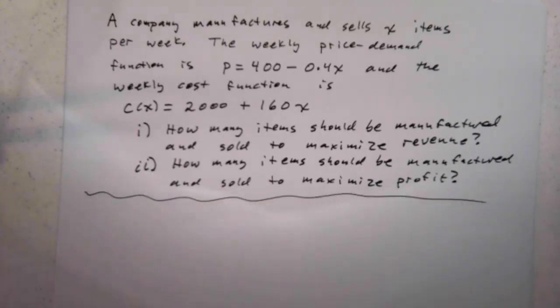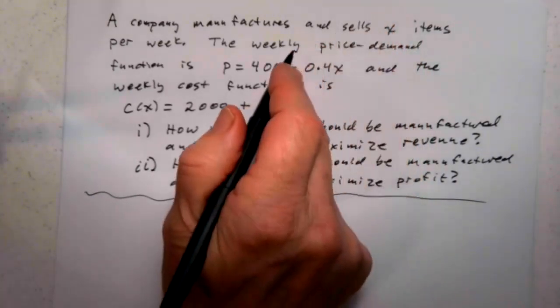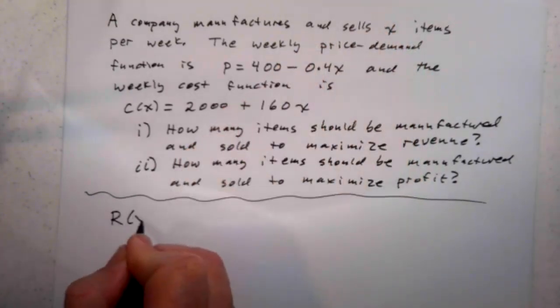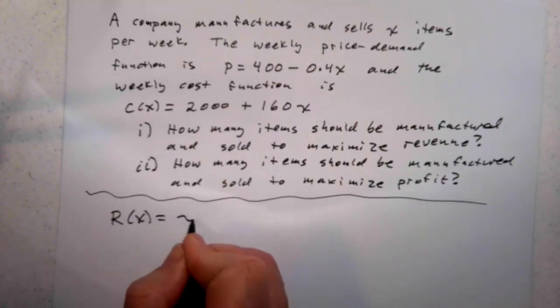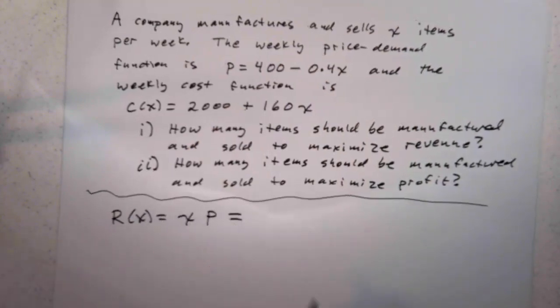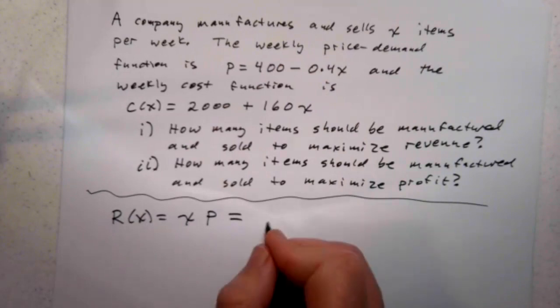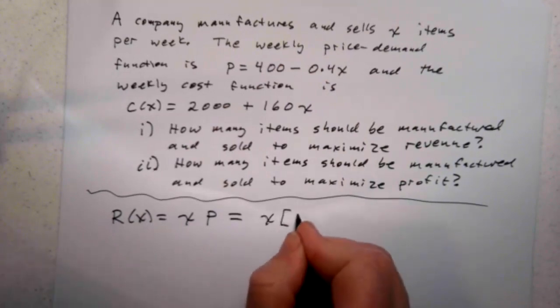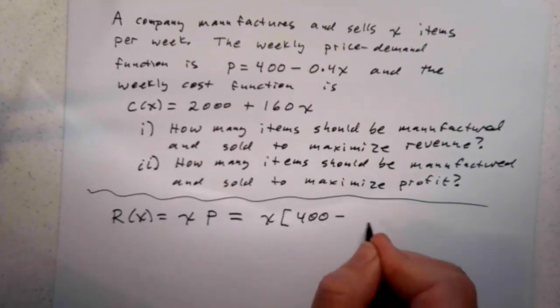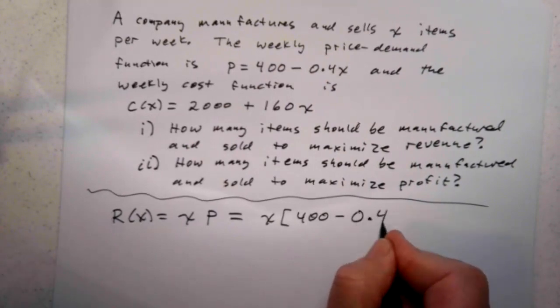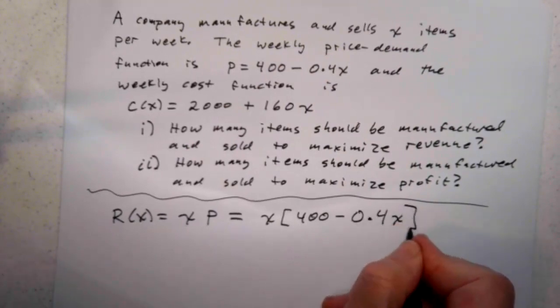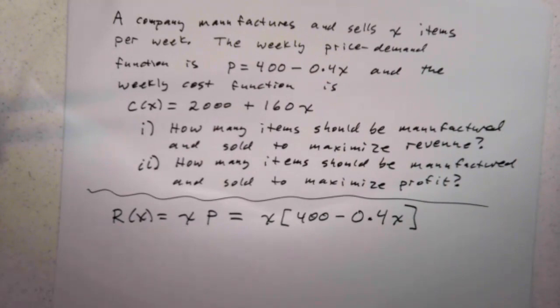What is revenue? Revenue is the number of items sold, which is x, times the price, p. So this is important to remember. R is x times p. So in our case, x times 400 minus 0.4x. And we want to determine how many need to be sold in order to maximize revenue.